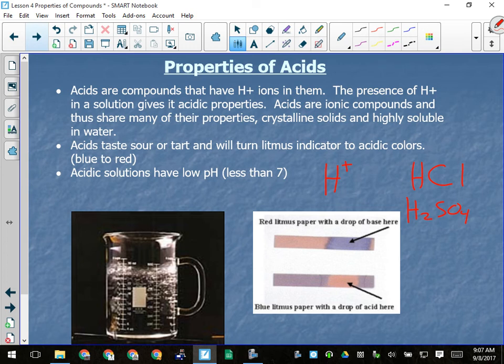The stuff we're going to be using in the lab is concentrated enough that it could give you a burn on your skin. So you want to be careful handling all of the compounds, because you don't know which one of them is hydrochloric acid. You have to treat them all like they're hydrochloric acid in terms of lab safety.